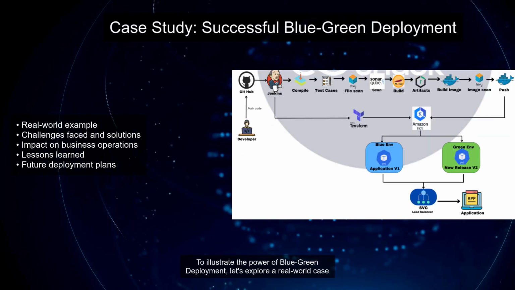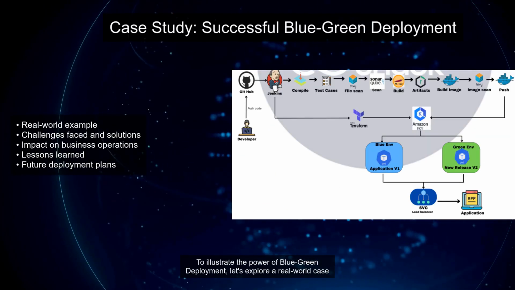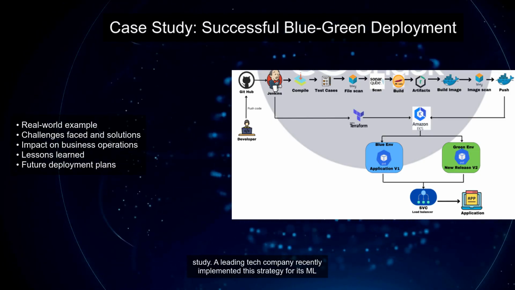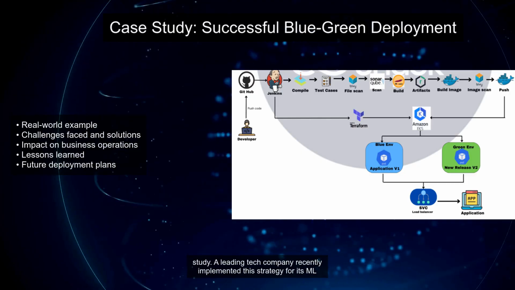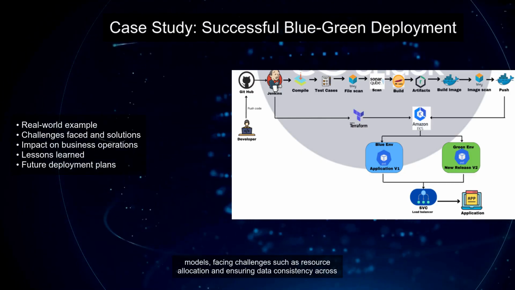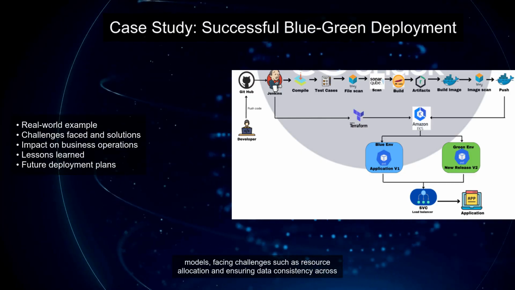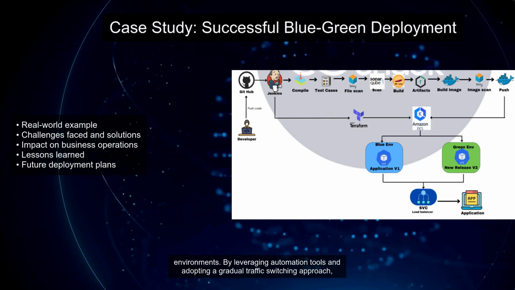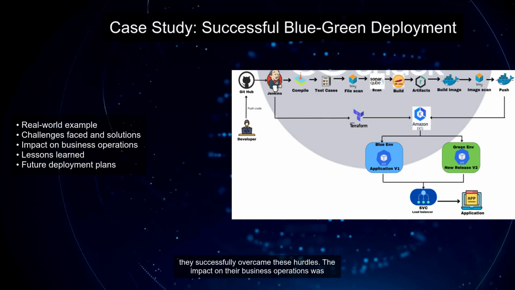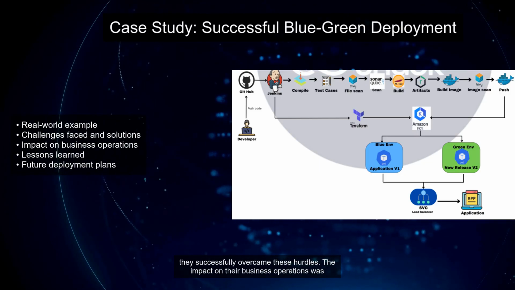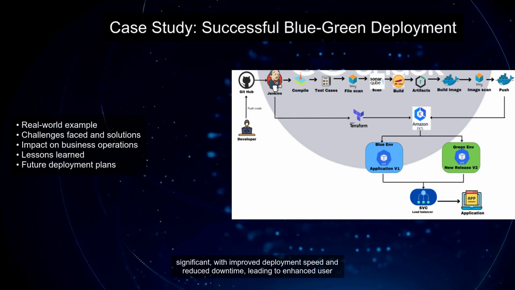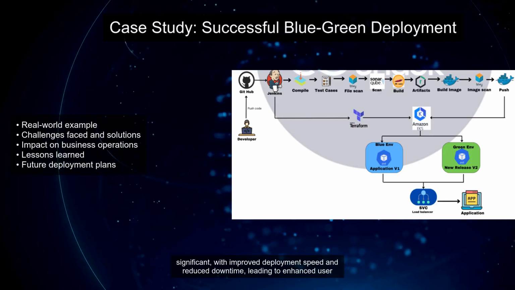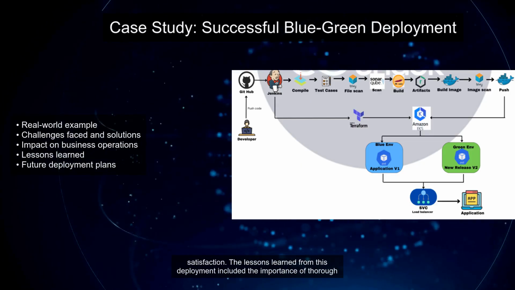To illustrate the power of blue-green deployment, let's explore a real-world case study. A leading tech company recently implemented this strategy for its ML models, facing challenges such as resource allocation and ensuring data consistency across environments. By leveraging automation tools and adopting a gradual traffic switching approach, they successfully overcame these hurdles. The impact on their business operations was significant, with improved deployment speed and reduced downtime, leading to enhanced user satisfaction.